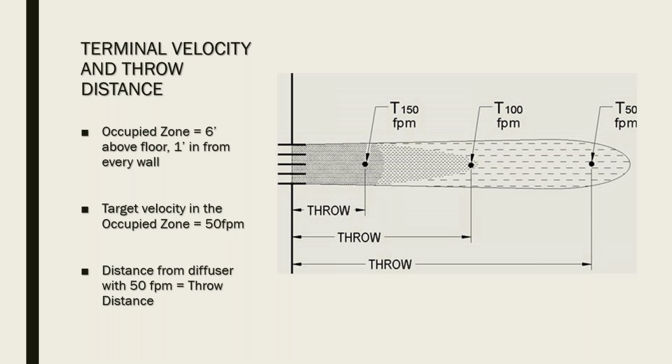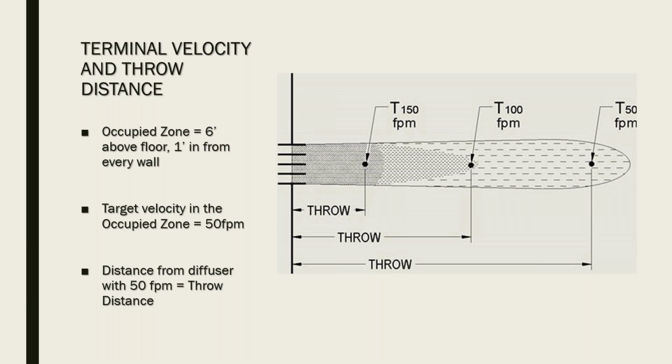Terminal velocity and throw distance. Terminal velocity is the speed of the air at a specific distance away from the diffuser. This distance is a factor of the size of the distribution port. However big the hole is, along with the static pressure inside the diffuser, that's going to determine your terminal velocity.